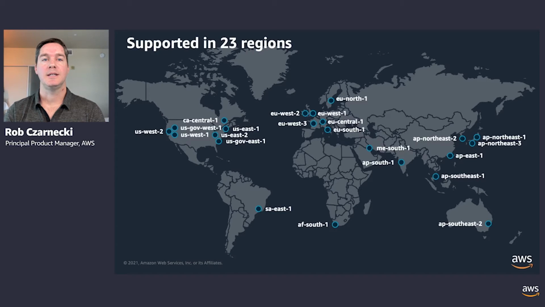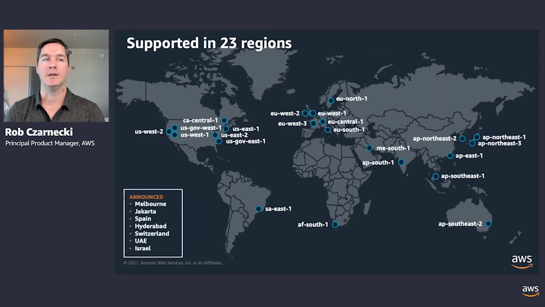Now the Outpost, in addition to the country where it physically sits, needs to be connected back to an AWS home region. And Outposts are supported in 23 regions today, all of our commercial and GovCloud regions. And we will support all the newly announced AWS regions at launch when they become available. So the easy way to think about this is your Outpost can be landed anywhere and connected home to any AWS region. And as we continue to bring more and more regions online, that compatibility will extend to the new regions as well.